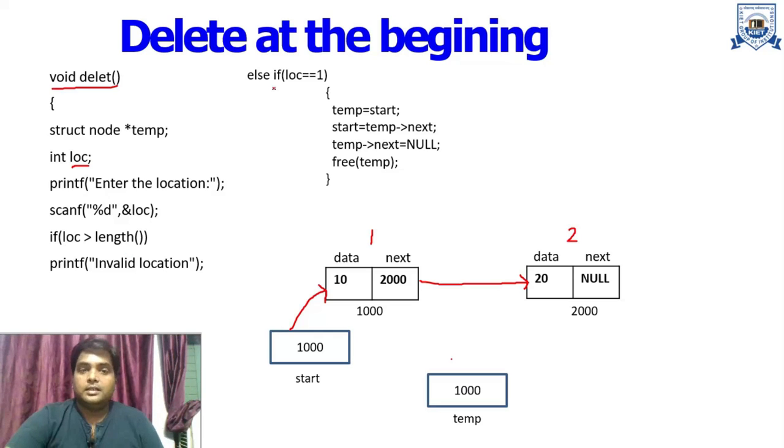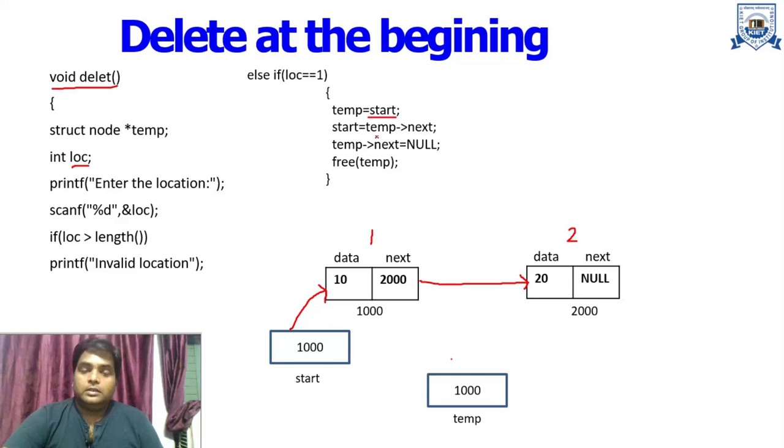That is the else block. In the else block we have another condition, that is location equal to 1. Yes, for this case the location is equal to 1. So here we have two nodes, the first node pointing to the second node, and the address of the first node is contained in start. That means start is pointing to the first node. So we choose this temporary variable temp, and initially we put the value of start into temp. So now the value of temp is 1000.